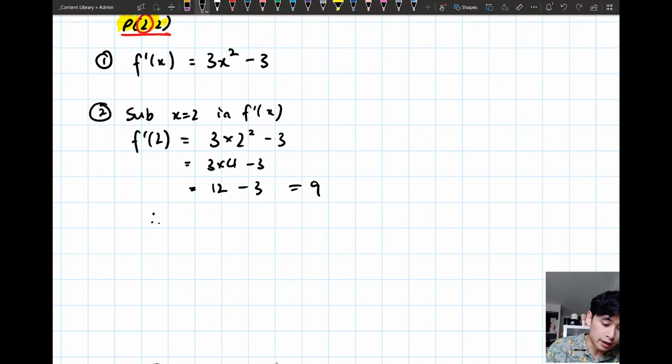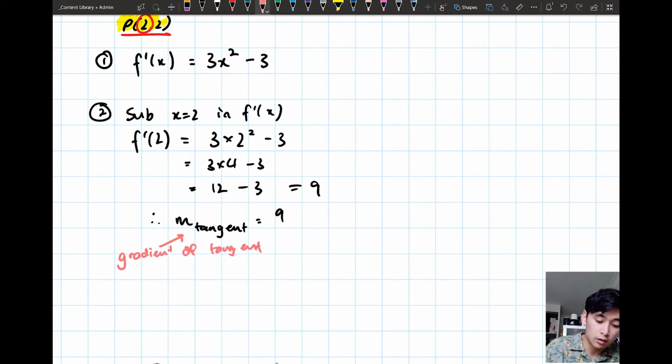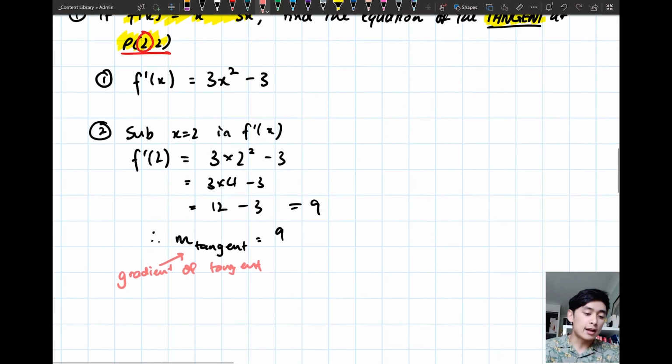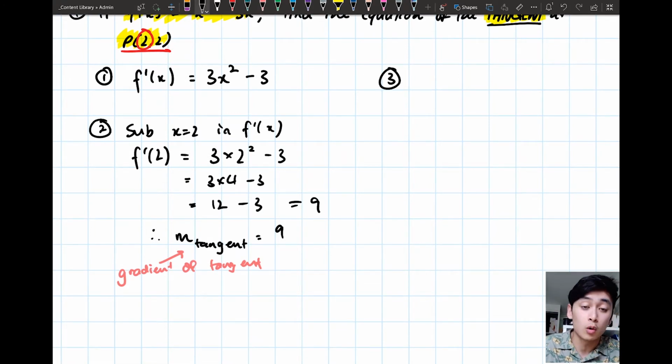Now this 9 is just the gradient of my tangent. So I'm going to call it m tangent, m subscript tangent. This just tells me this is the gradient of the tangent. Okay, so that's the second step. First step, differentiate. Second step, substitute the x value of the point. And the third step is then to put it into the equation of a line.